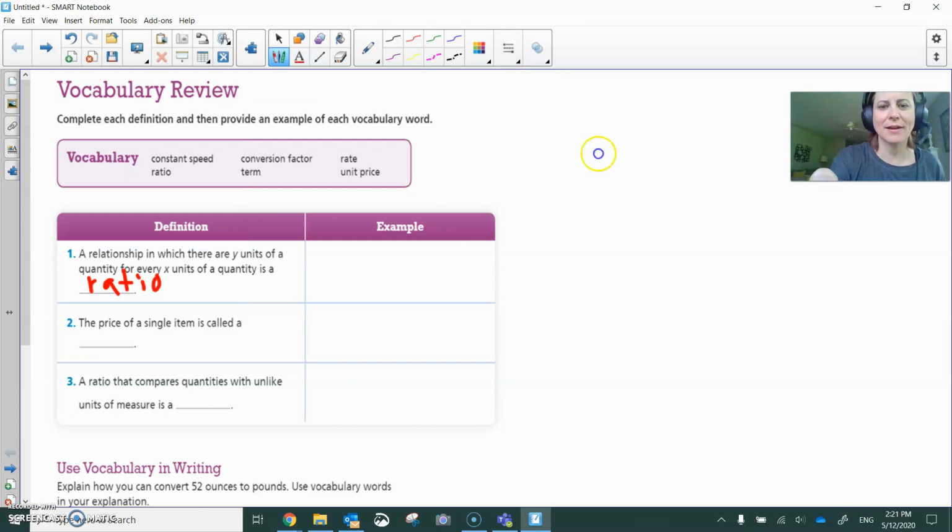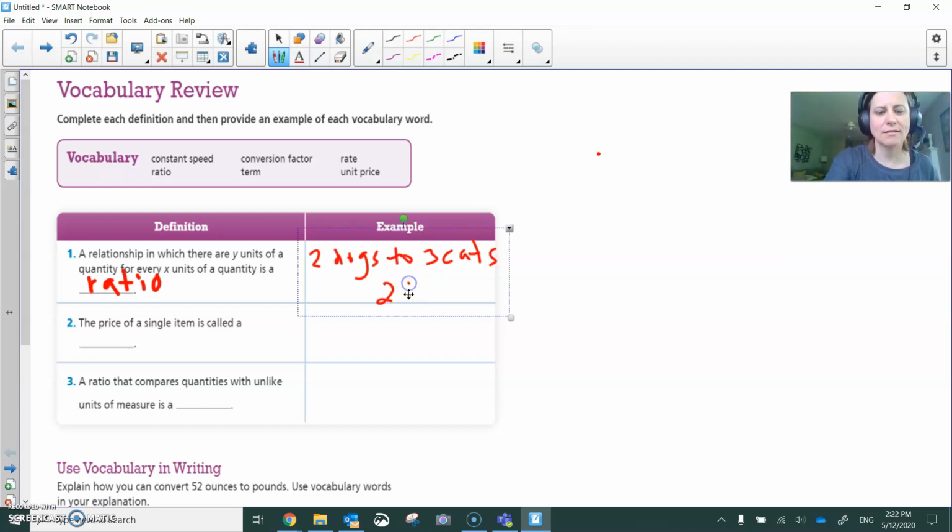There we go. Okay. An example of that is 2 dogs to 3 cats. And maybe you want to write it like this or something. That's totally fine. The price of a single item is called a unit price.